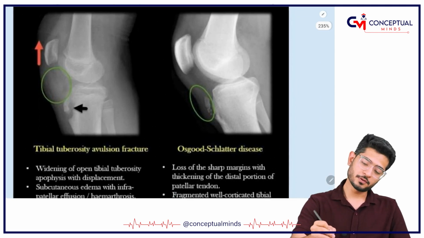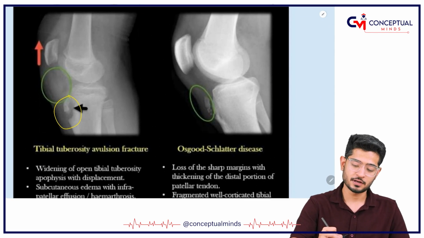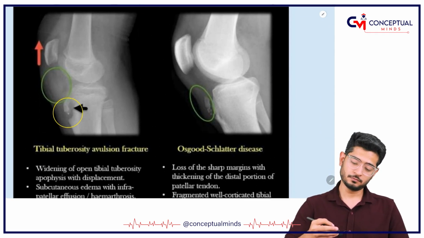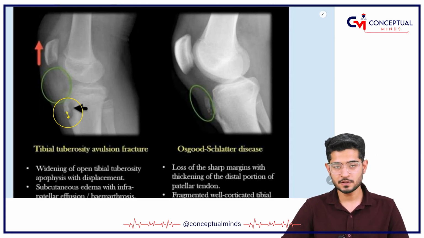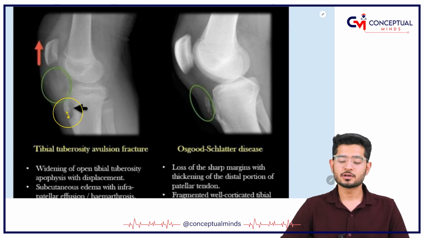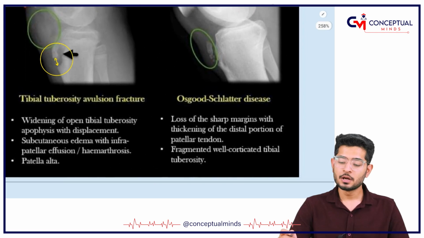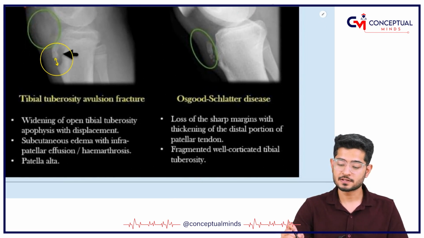Now, from the basics of your anatomy, I hope that you know that this is something which is called the tibial tuberosity. Okay, tibial tuberosity. So here you can see a fracture which is present in the tibial tuberosity. So this is called a tibial tuberosity avulsion fracture.